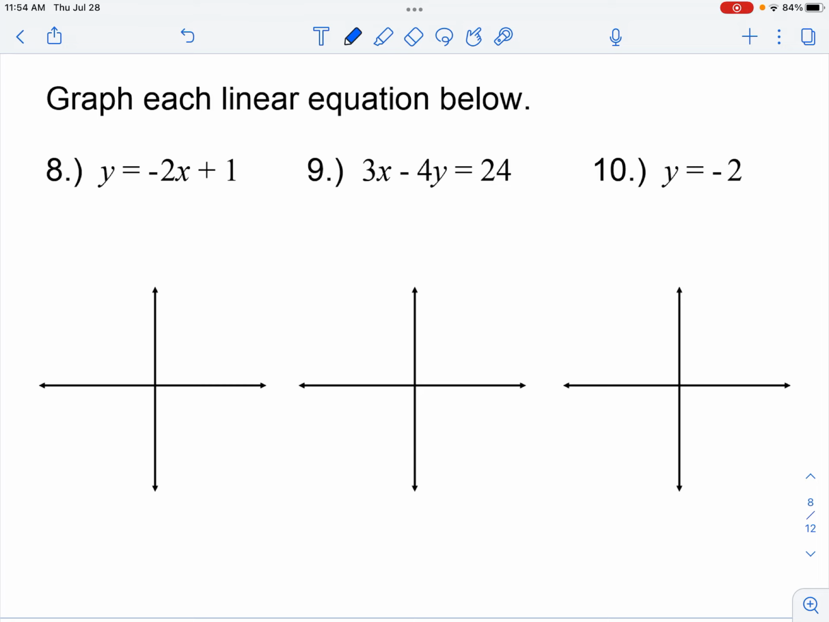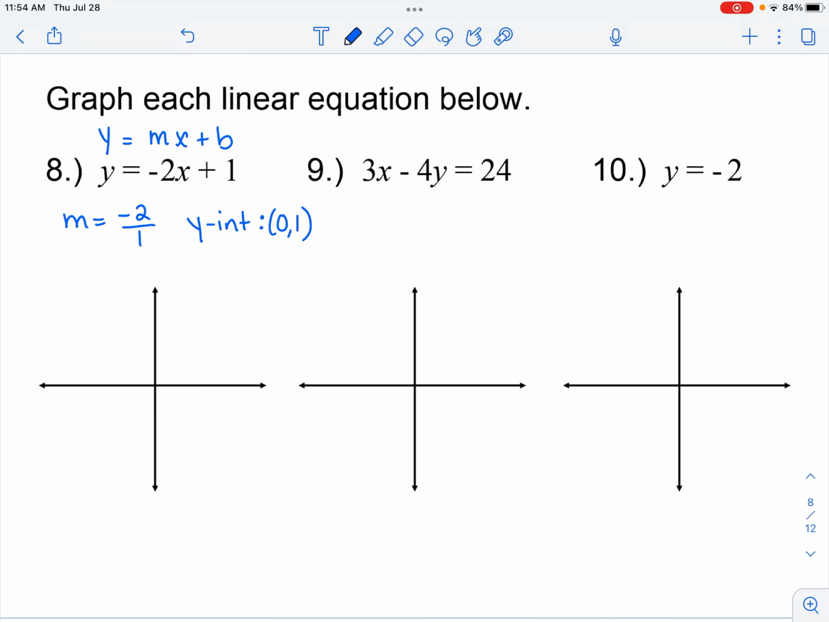When I look at problem number 8, I've got y equals negative 2x plus 1. Well, that is y equals mx plus b. That is slope-intercept form. So that means my slope is negative 2, or negative 2 over 1, and my y-intercept is at the point (0, 1). Okay, the b value is 1.